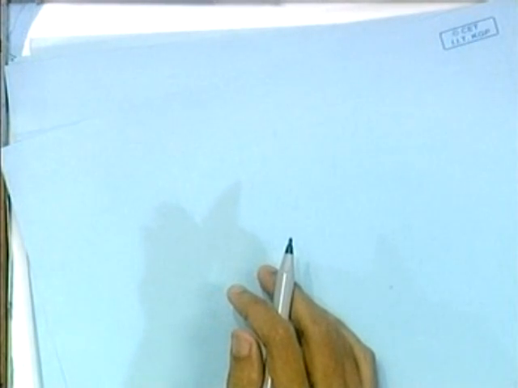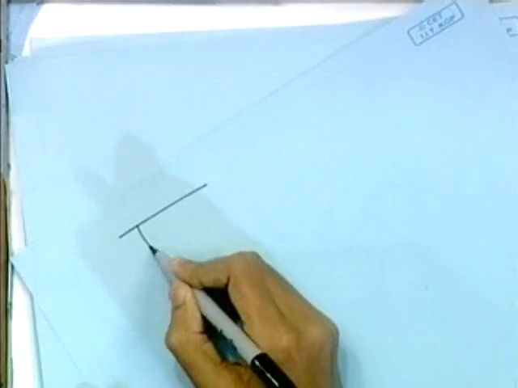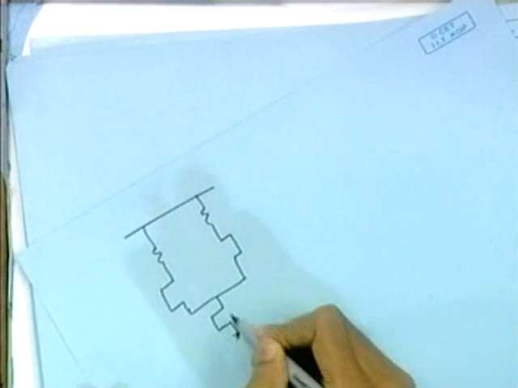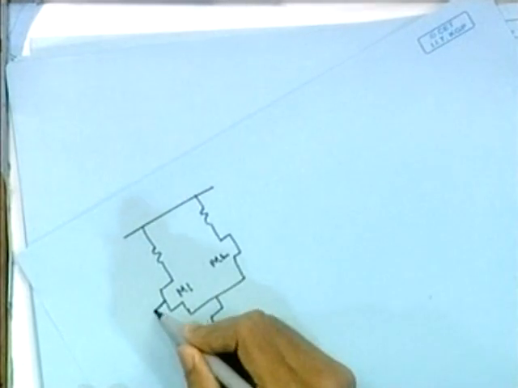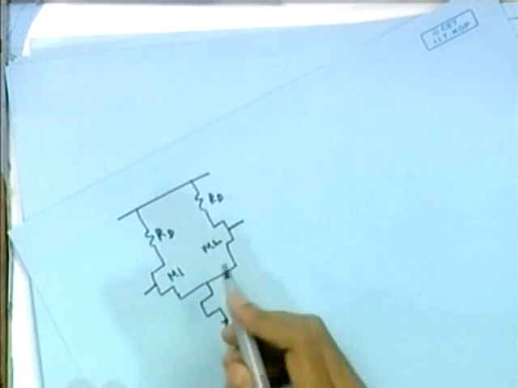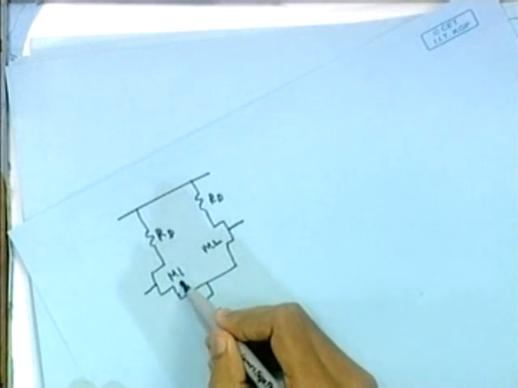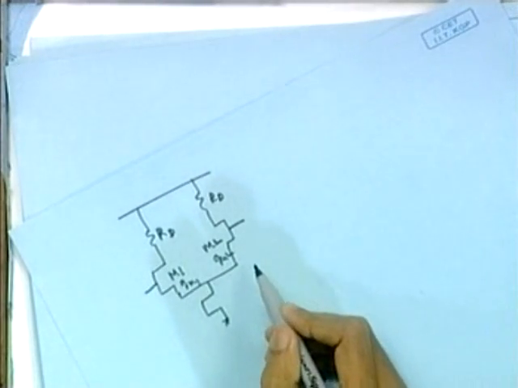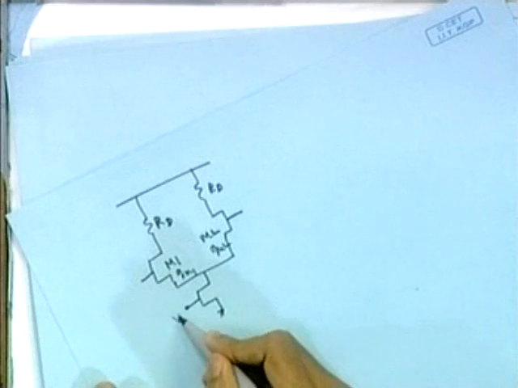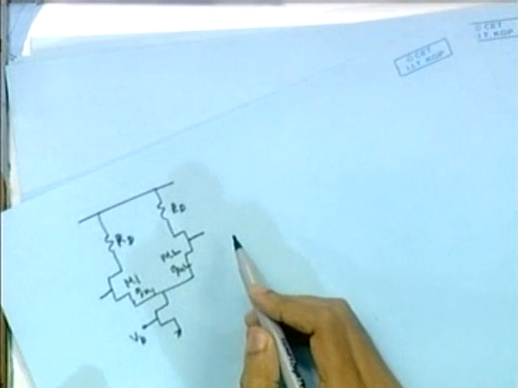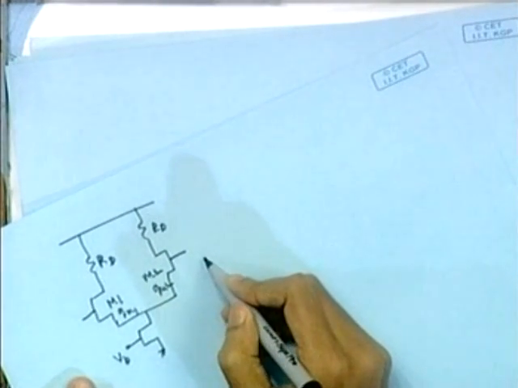And the effect of mismatch, if you want, suppose after fabrication of this diff amp, we are getting different GM for M1 and M2. This is GM1 and this is GM2 due to say some mismatch between W by L or like that. This is a constant current source. So the effect of this mismatch, these two GM will be coming at the output.